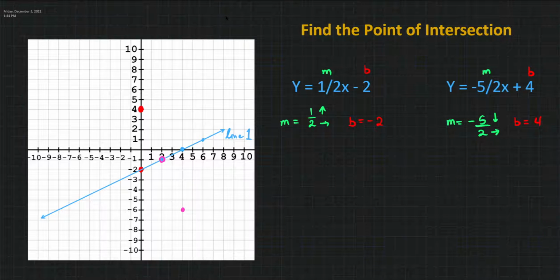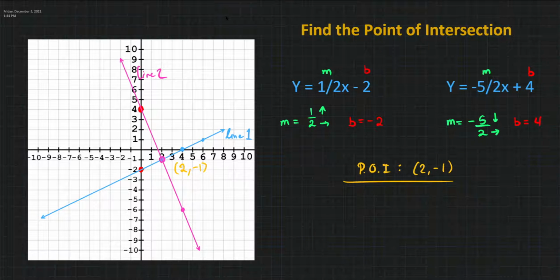What is that point? Well, that point is the point of intersection, obviously. But that point specifically is 2, -1. That is our point of intersection. What's the POI? The POI is 2, -1. Box it, ship it out. There's your answer. Let's do another one.